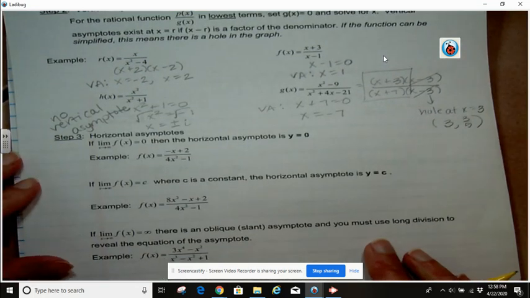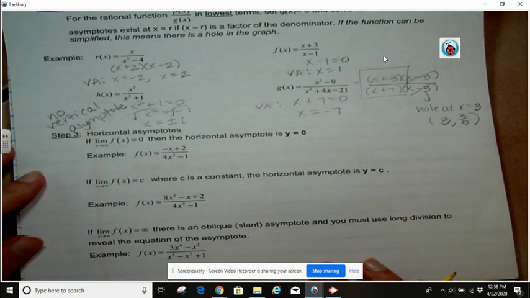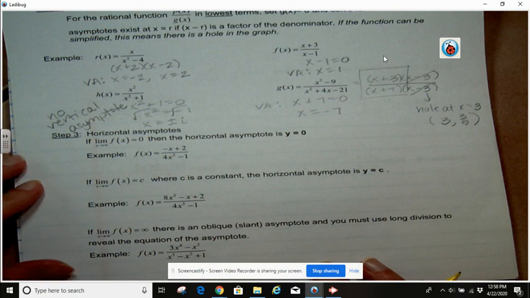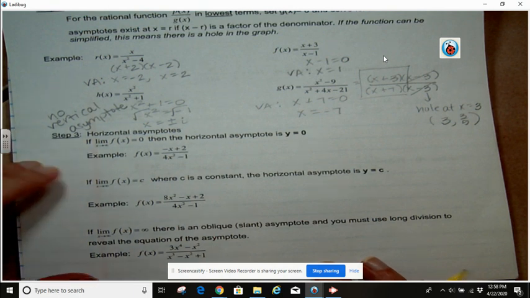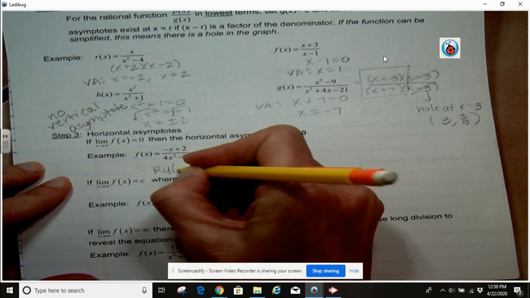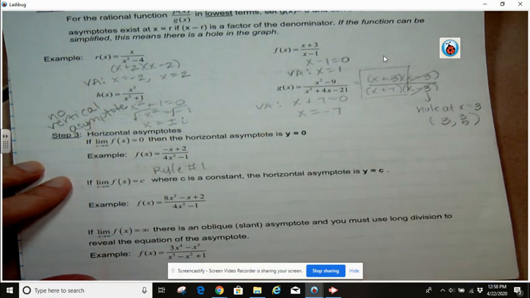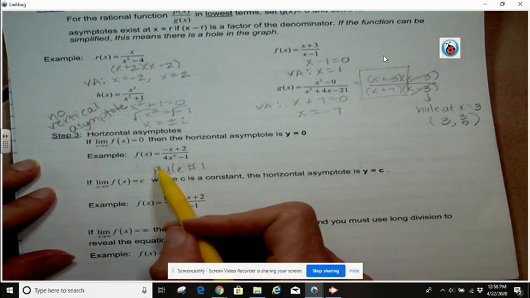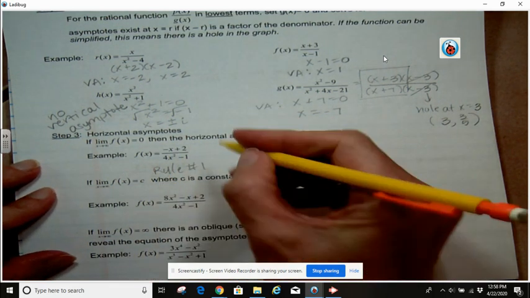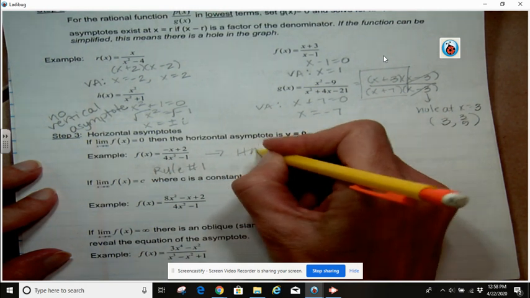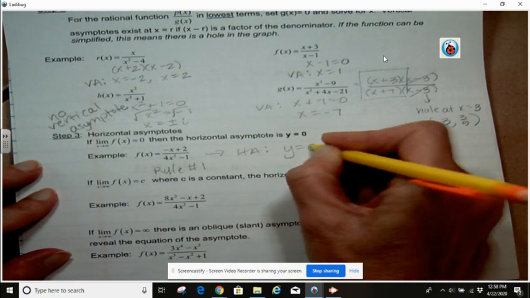Next up is horizontal asymptotes. So if you remember from the warm-up, that was using limits to infinity rules. So our first limit to infinity, rule 1, is when the degree of the numerator is less than the degree of the denominator. And when that's the case, our limit as x approaches infinity is 0. So here we have a horizontal asymptote of y equals 0.